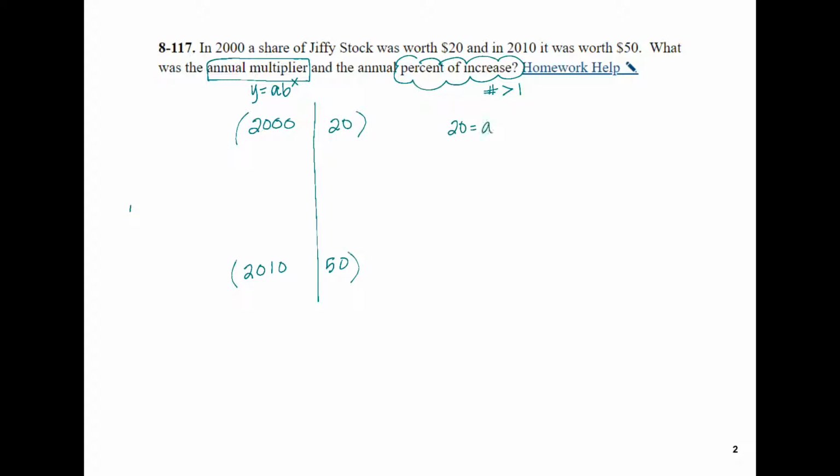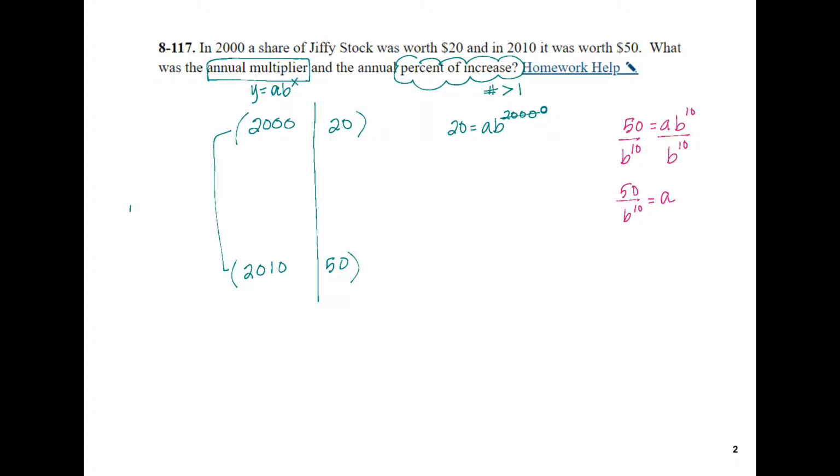I know my y value is 20. I know my x value is 2,000. I can also use 0 and 10 because these are 10 years apart. So I know 10 years later, my output was 50, and we'll use 10 as our exponent to save on the amount of numbers. I then can get a by itself by dividing by b to the 10th power. So 50 over b to the 10th is equal to my a.